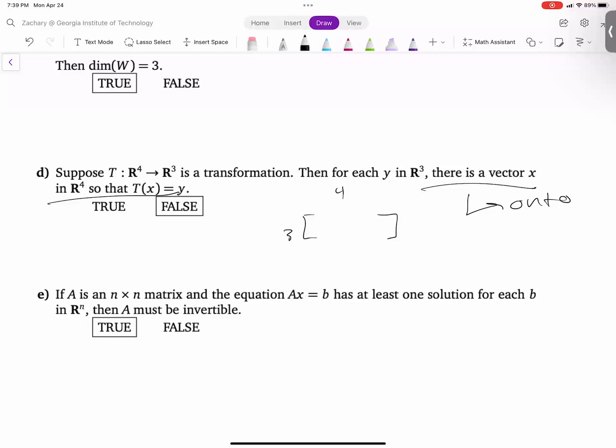Okay, and the last one, A is n by n, and the matrix equation Ax equals b has at least one solution for each b. Saying something has at least one solution for each b means what? What else does it mean? 1-to-1 and onto, which is the definition of being invertible. In particular, at least one solution means it's onto, but since it's n by n, it's both. Okay. Cool. Any questions on these?